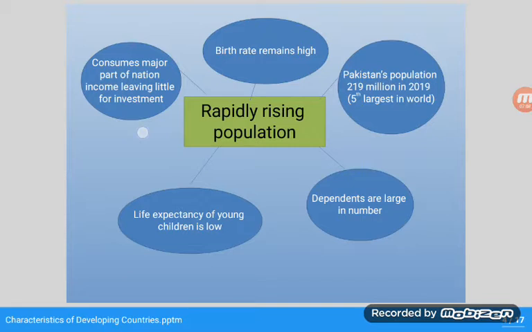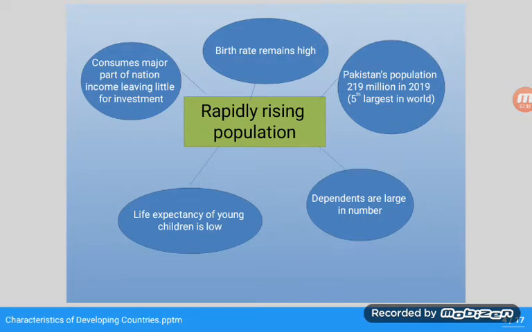Now what happens is that people are uneducated, and they marry early. If you keep Asian countries in your mind, the number of children per couple is at least 4 to 6, or it can be even higher than that. So the birth rate is high.